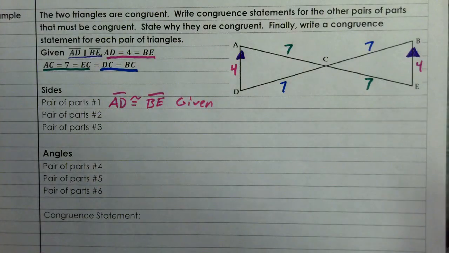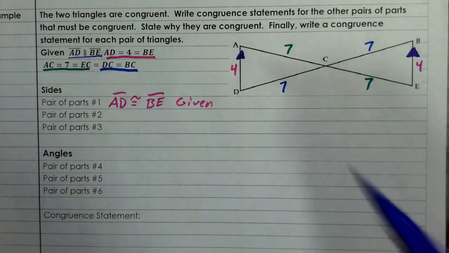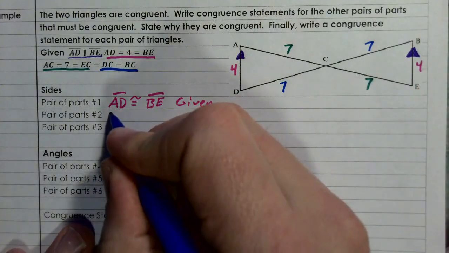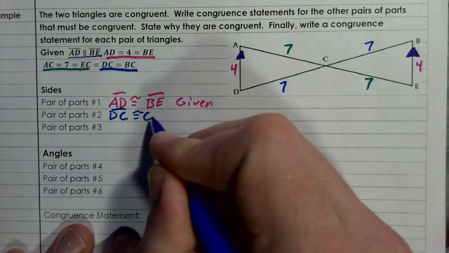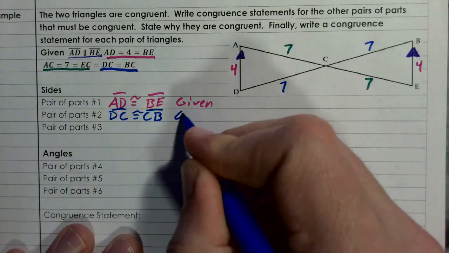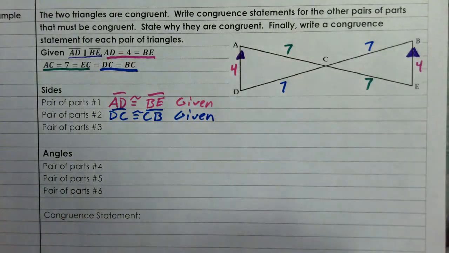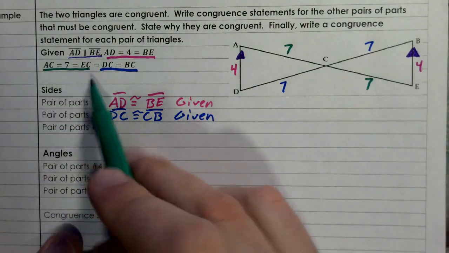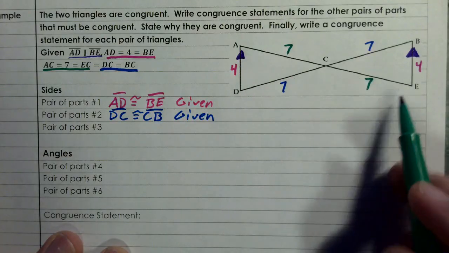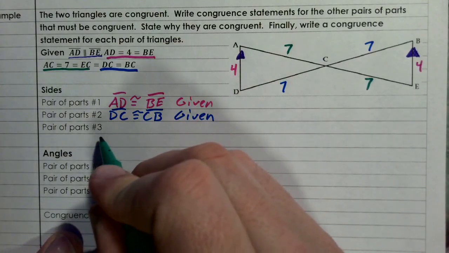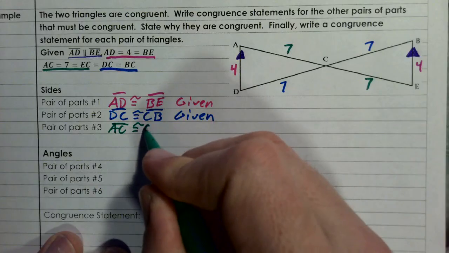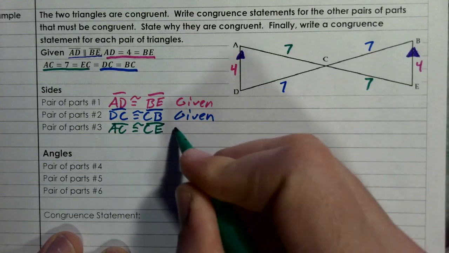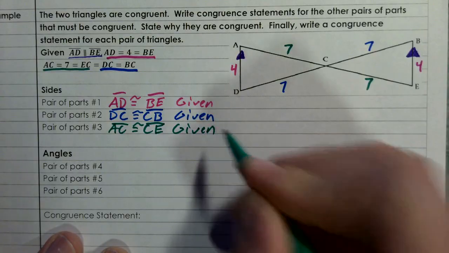Another pair of parts is we've got those sevens. I'll do DC and CB. So DC is congruent to CB. And again, that was just given to me. And then I can also say AC equals EC, this 7 equals that 7. So I can say AC is congruent to CE. And again, that was just given to me. It was part of that given information.